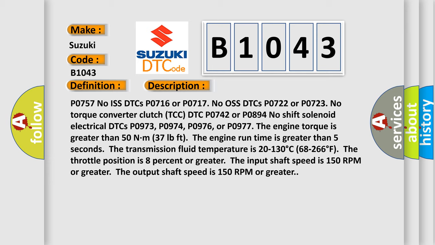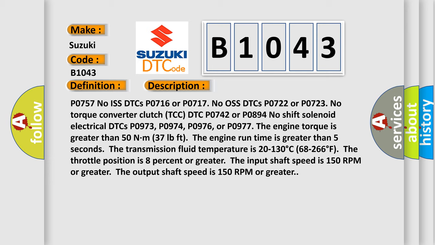P0757 No ISS DTCs P0716 or P0717. No OSS DTCs P0722 or P0723. No Torque Converter Clutch TCC DTC P0742 or P0894. No Shift Solenoid Electrical DTCs P0973, P0974, P0976, or P0977. The engine torque is greater than 50 Nm, 37 lb-ft. The engine runtime is greater than 5 seconds.